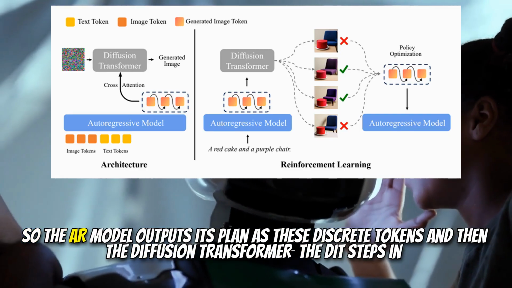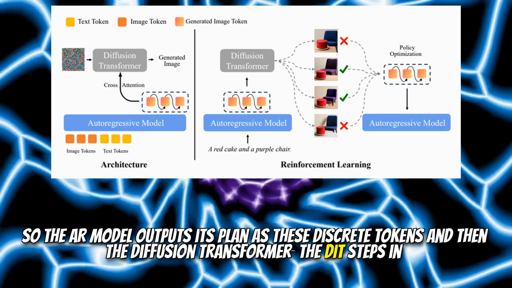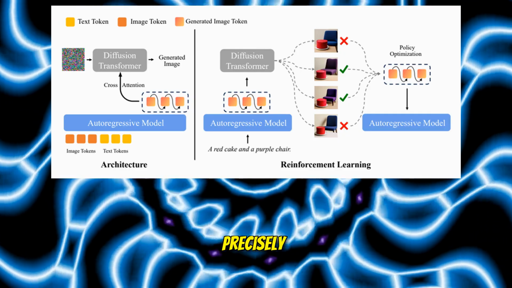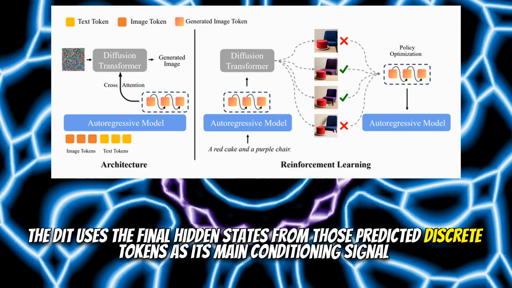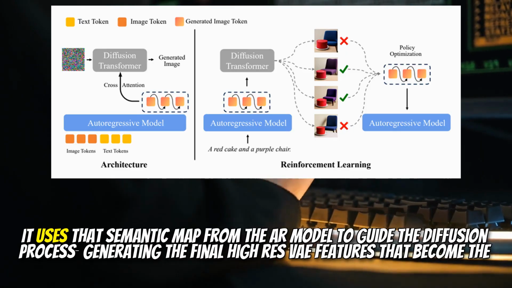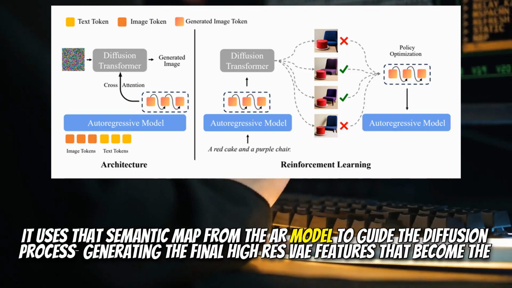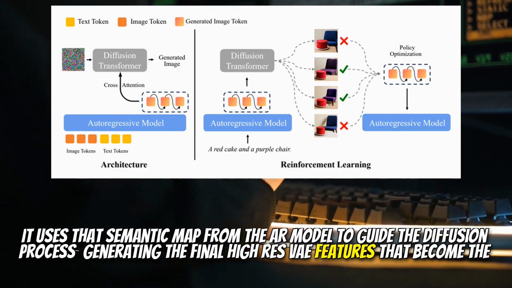So the AR model outputs its plan as these discrete tokens, and then the diffusion transformer, the DiT, steps in. Precisely. The DiT uses the final hidden states from those predicted discrete tokens as its main conditioning signal. It's not starting blind. It uses that semantic map from the AR model to guide the diffusion process, generating the final high-res VAE features that become the image.